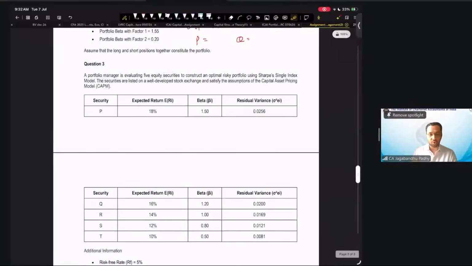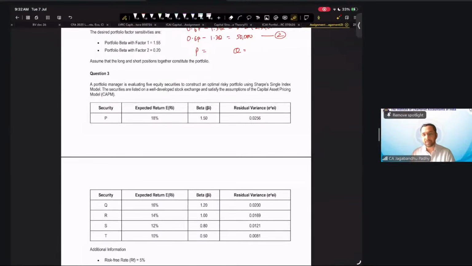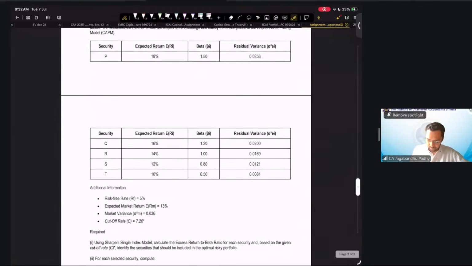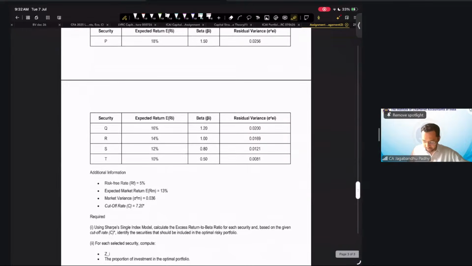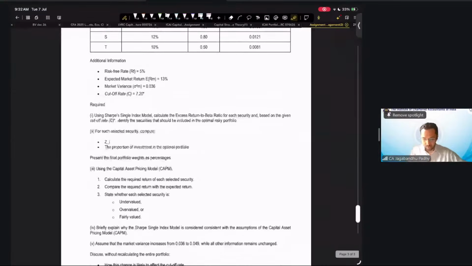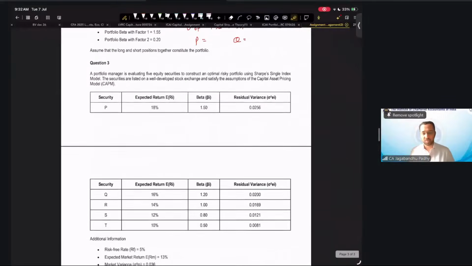We may be able to solve it, but as I said, the answer may not match with your targeted amount of investment that you need to have. So after looking at that shortcoming, now let us have a look at this question number 3.